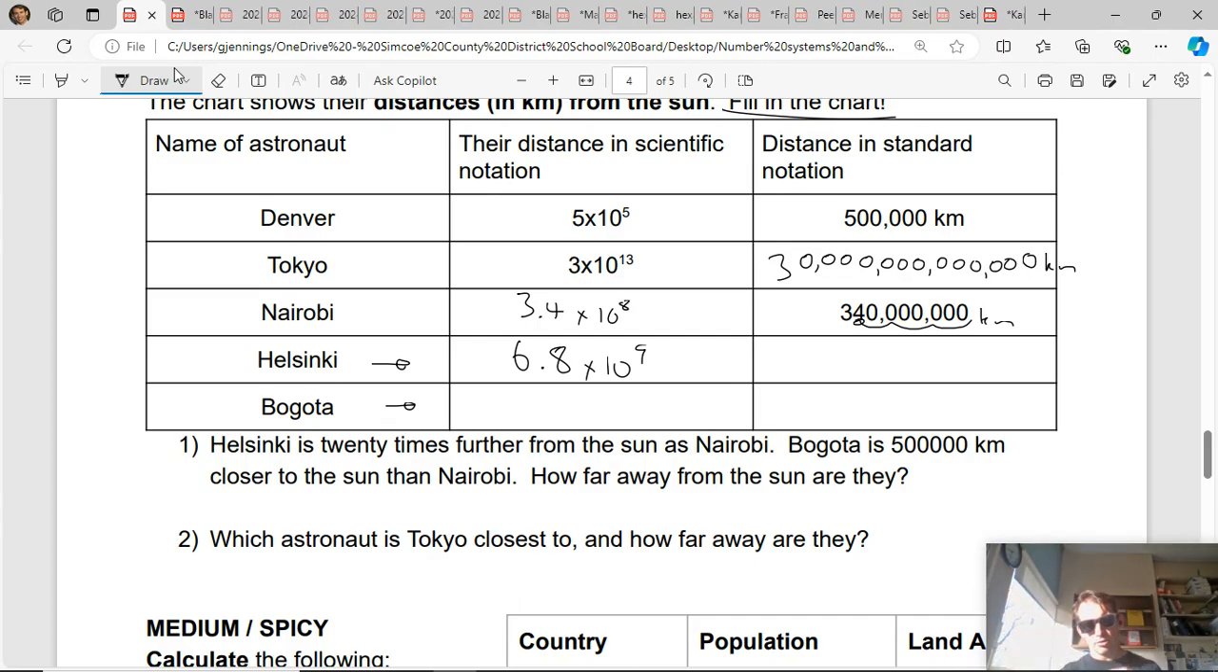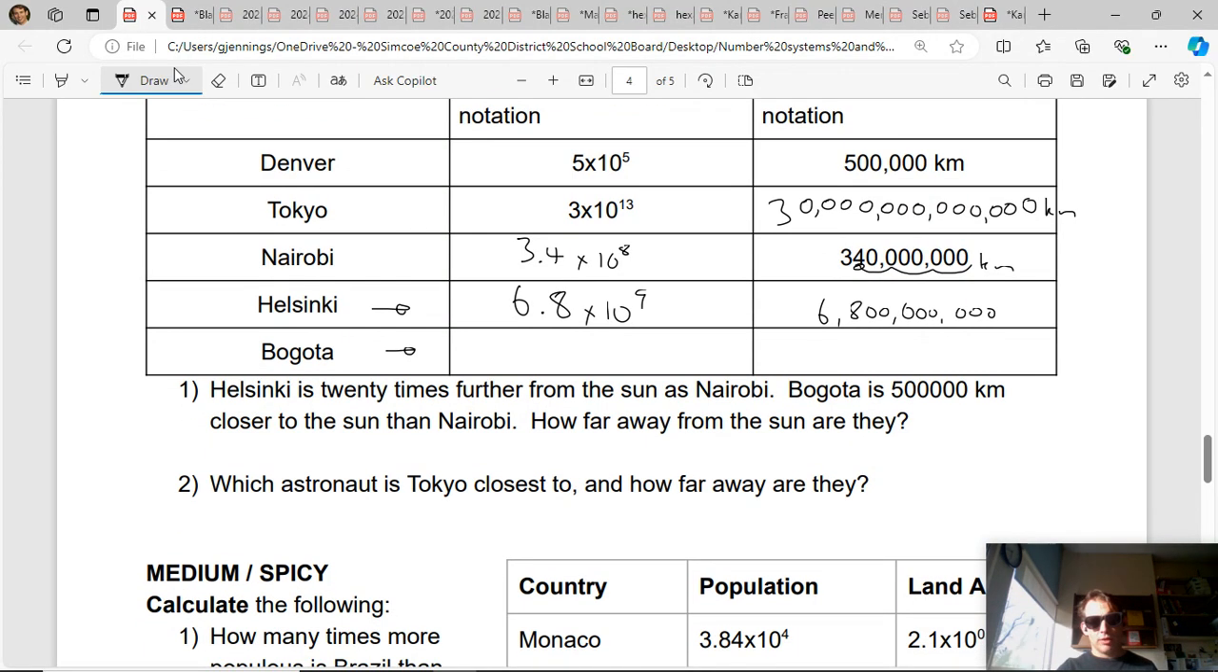And yes, you could learn to do that in your head. So I can use this for reference. That's going to be 6,800,000,000 kilometers away. These are dumb numbers. I could have taken 2 zeros off of all of them and it would have been way more interesting. All right. Bogota is 500,000 kilometers closer to the sun than Nairobi. Oh, man, Mr. Jennings.